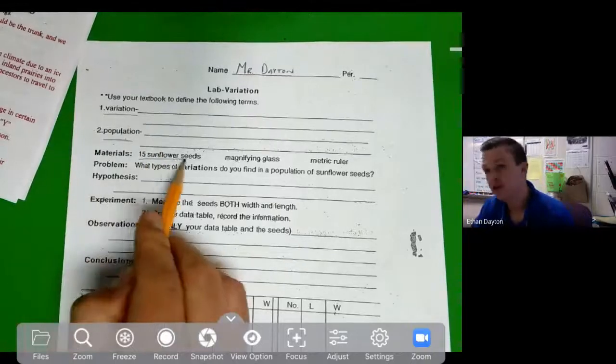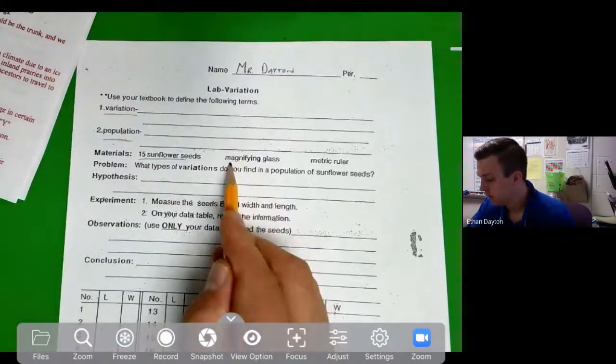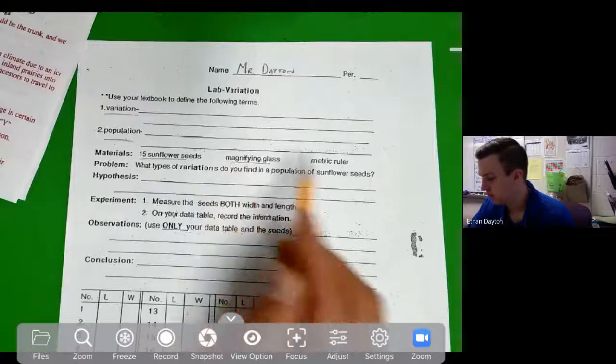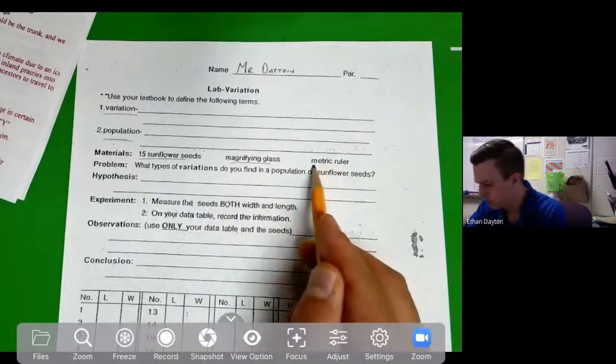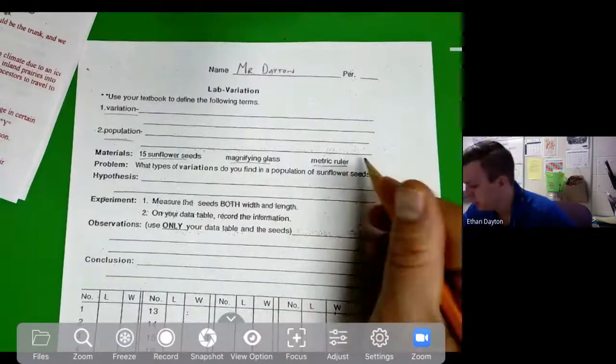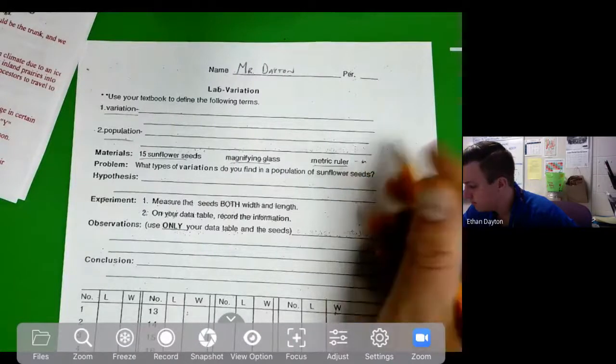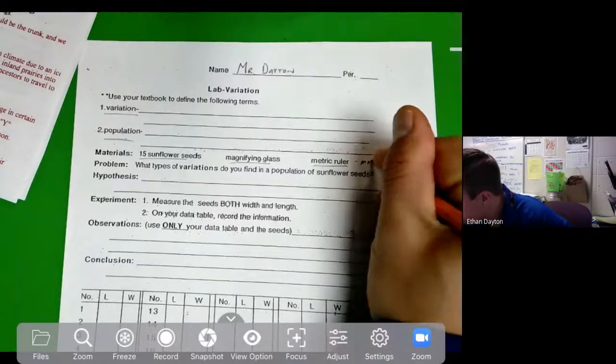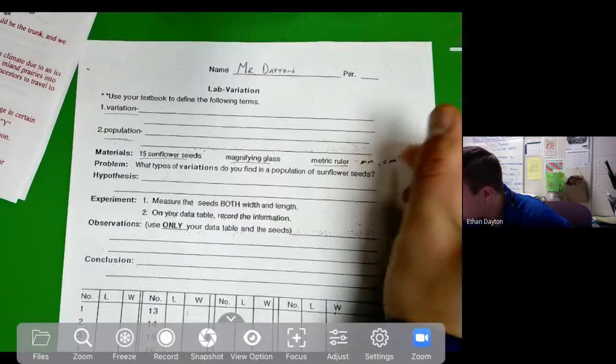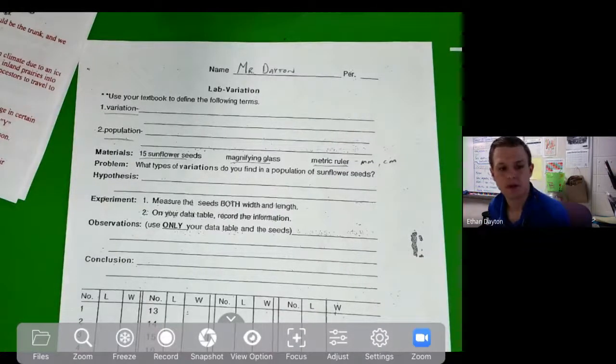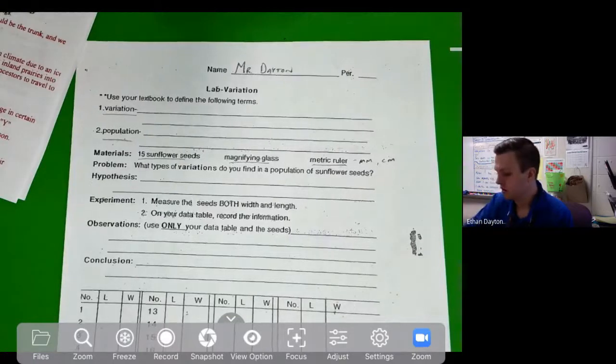Materials: 15 sunflower seeds. Magnifying glass, we don't really need today, but you can leave it on there. And a metric ruler. Metric ruler means we measure with millimeters and centimeters. Is everybody able to access this, by the way, in Schoology? Okay. So you don't really need to do anything yet.